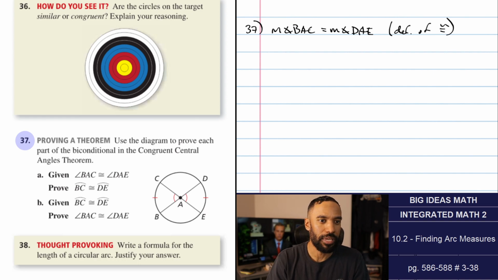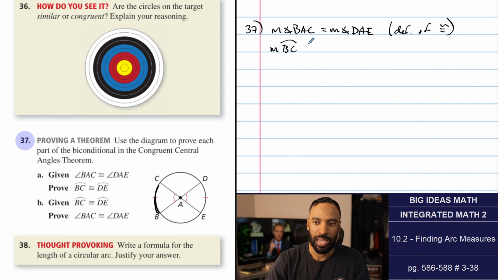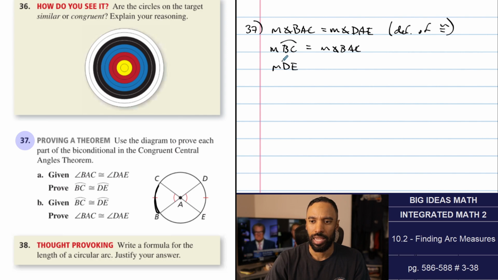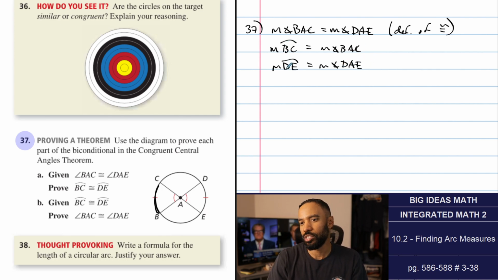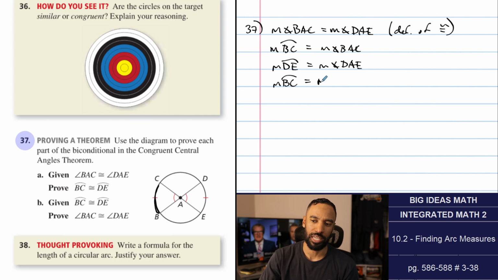Now, the measure of arc BC, if you see right here, it's the same as the measure of angle BAC, right? I think that's the big thing, that we have to start with the congruent angles and go from there. Measure of arc BC equals the measure of angle BAC. I don't know what theorem that's called, but that's the central angle theorem. And then the measure of arc DE is equal to the measure of angle DAE. So those two things are there. I don't know if we can say transitive property right there to say that those arcs are equal. I guess so. So measure of arc BC equals the measure of arc DE.